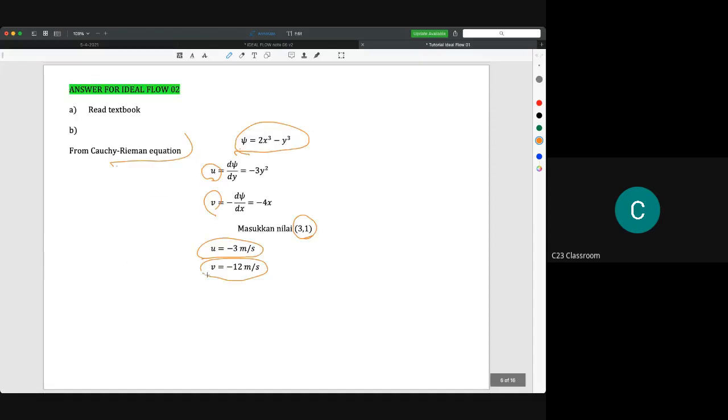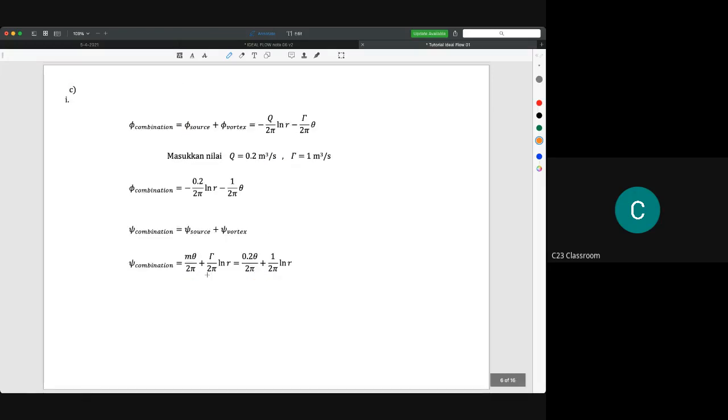So, and then we go for question C here. Okay, so we know from the question that we are combining source and vortex, because in our notes, we don't have any notes about source and vortex. So in this question, I would like to show you what happens if you have a certain element combined with other elements. So the first thing that you need to do is you just add all the parameters.